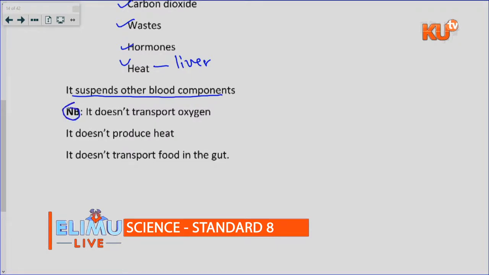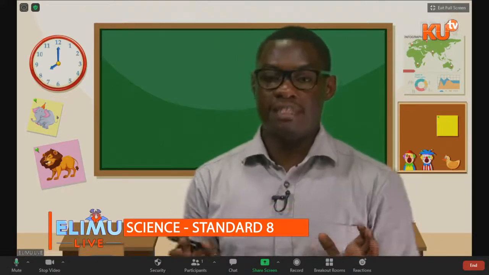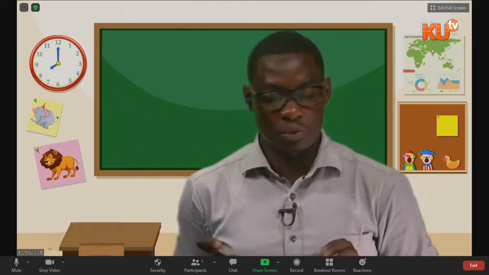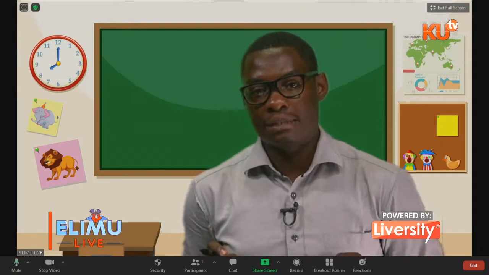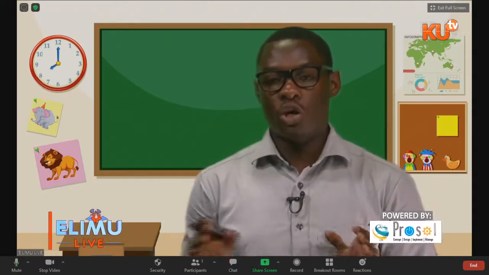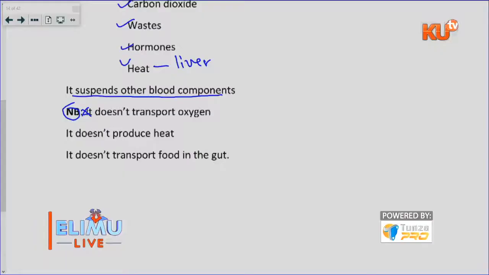Now, this is NB. What to note? Number one, plasma does not transport oxygen. It transports carbon dioxide. We'll be looking at what transports oxygen. Number two, plasma does not produce heat. Heat is produced by the liver. It only transports heat from the liver to other body parts. So those are things to note.